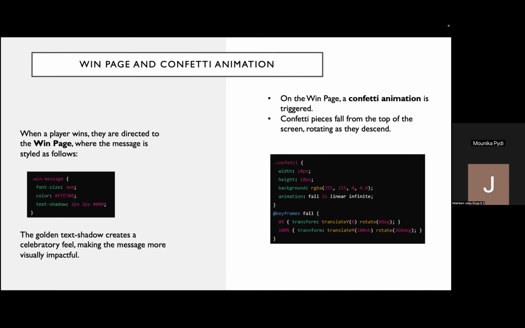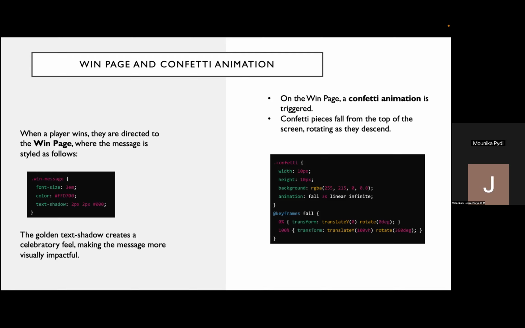And the next one is the win page and the confetti animation. When the player wins, they are redirected to the win page. In that win page, a victory message is styled with a golden text shadow to create a celebratory effect. Additionally, we have included a confetti animation, where colorful pieces fall from the top of the screen, rotating as they descend. This enhances the excitement of winning and makes the game visually amazing.